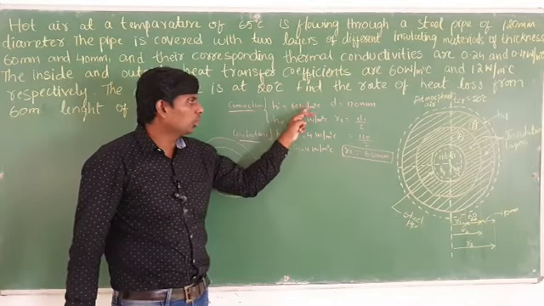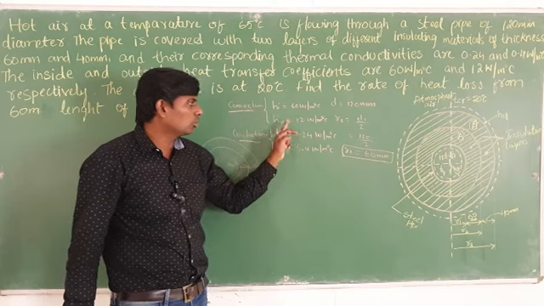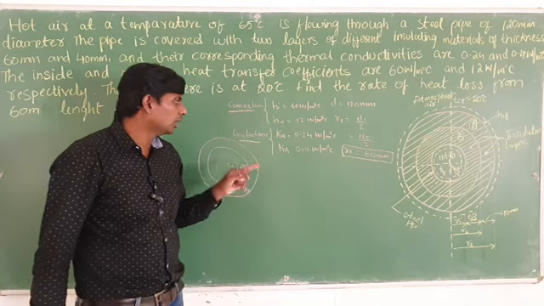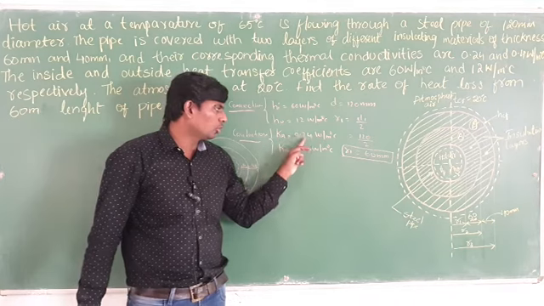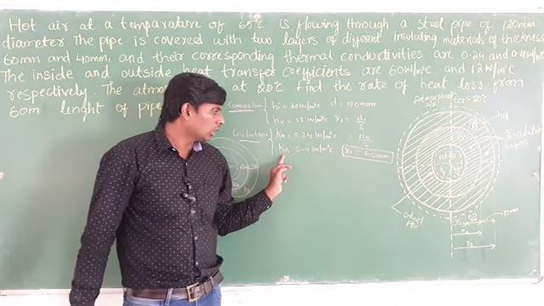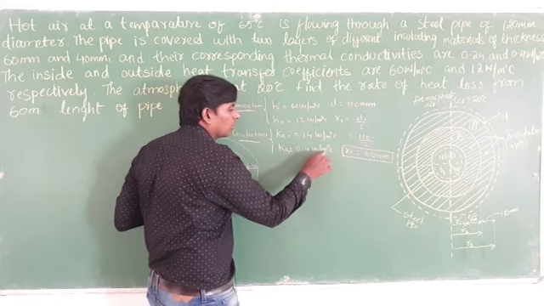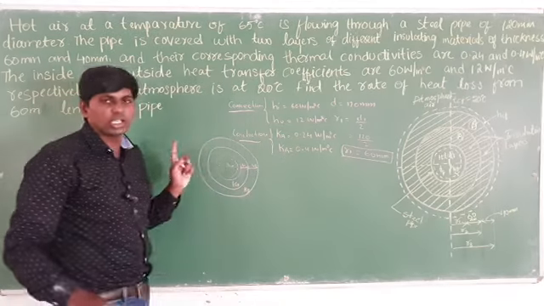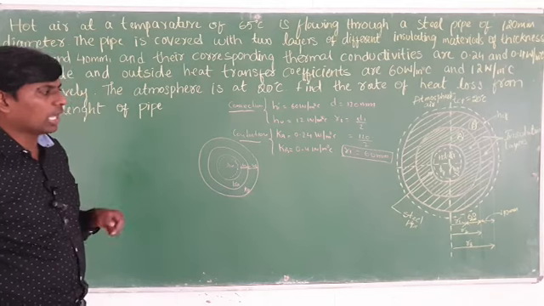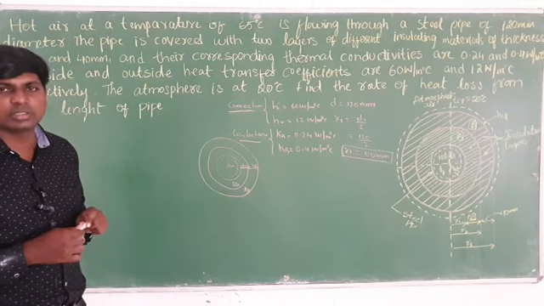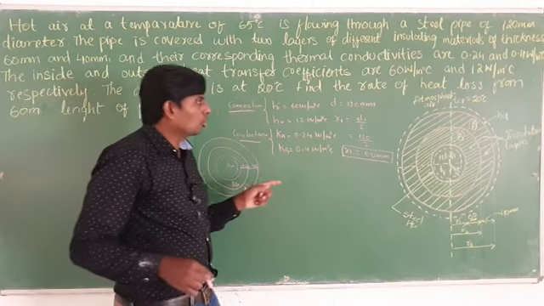So here Hi is 60 watt per meter square degree centigrade, Ho is equal to 12 watt per meter square degree centigrade. After that Ka is given, 0.24 watt per meter degree centigrade, and Kb is equal to 0.4 watt per meter degree centigrade. Hi, Ho, Ka, Kb, and r1 are given. R1 is equal to how much? 60 mm.